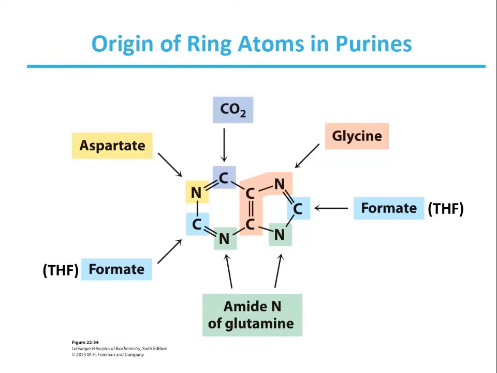Origin of ring atoms in purines. This nitrogen is coming from aspartate, the C carbon from formate, and these 2 nitrogens coming from the amide of glutamine. This carbon is coming from formate. This whole part, the nitrogen with the 2 carbons, they are coming from glycine. So glycine plays an important role in the synthesis of purine, okay? This carbon is coming from CO2. Okay, these are all intermediates for the synthesis of purine, okay?